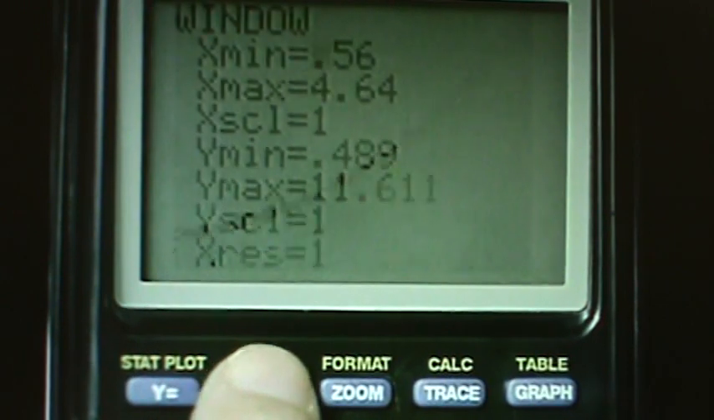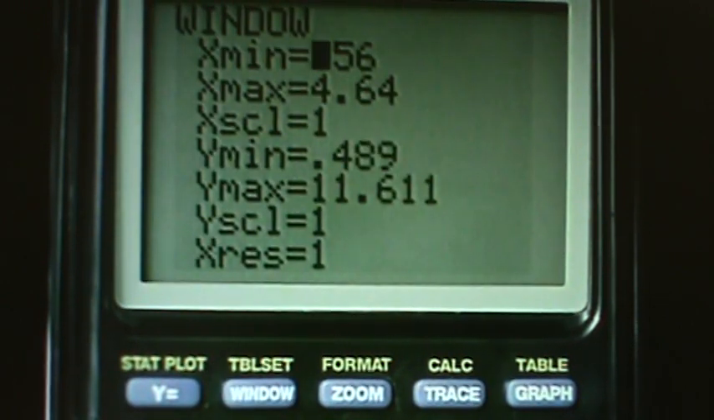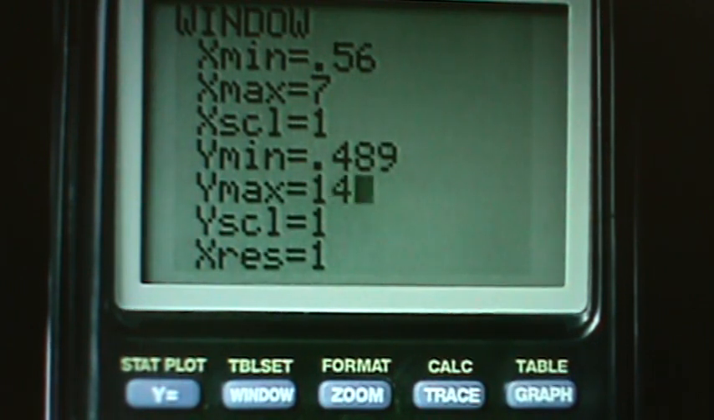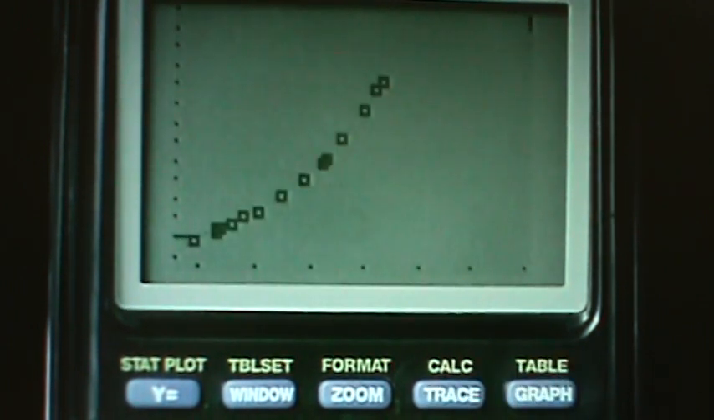I will press window, and I'd like to go out to the right a little bit, so I'll change the X max to, instead of 4.64, I'll go out to about 7. And then for the Y max, I'll go out to about 13. Well, let's make it 14, and then look at the graphs.